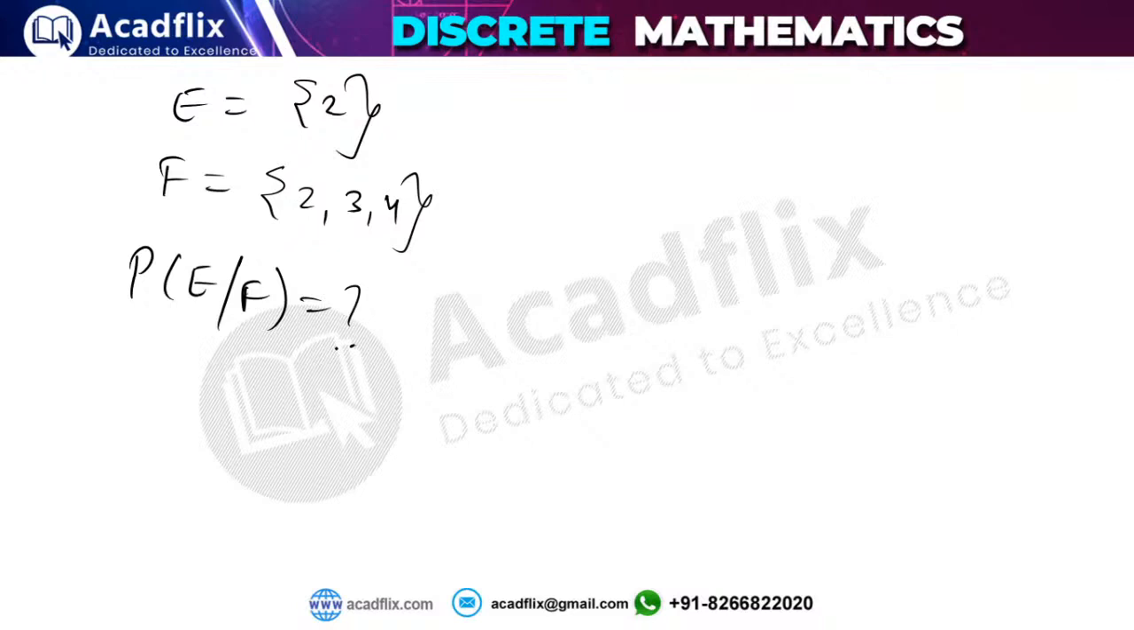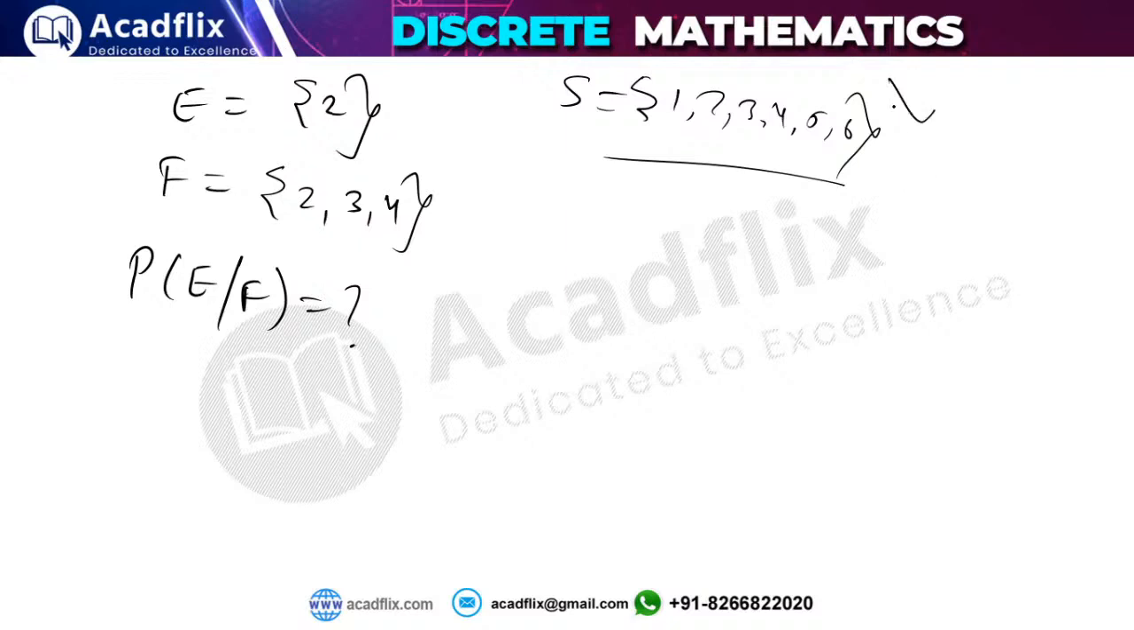Event E is given, event F is given. When you roll a dice, remember the sample space is this: 1, 2, 3, 4, 5, 6. Basically what you are doing is rolling a dice, and these are the possible outcomes. So this is your sample space. Event E is getting a 2, event F is getting 2, 3, 4, meaning getting 2 or 3 or 4. This is event F. I am asking what is the probability of E given that F has already happened.